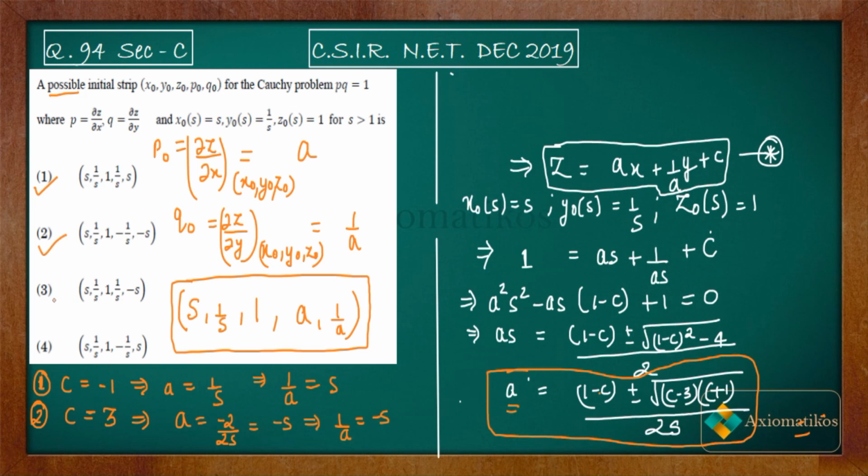Now for the third one, you see that 1 by s and minus s are written over here. Do you think it is possible for a to obtain a positive as well as a negative value? In this one you are getting 1 by s, and here you are getting minus s. So it's not possible for a, because you have a, comma, 1 by a. Here also the same thing is happening. That is why your third option is completely incorrect and the fourth one is also incorrect. So the possible initial strips for the Cauchy problem will be just 1 and 2.